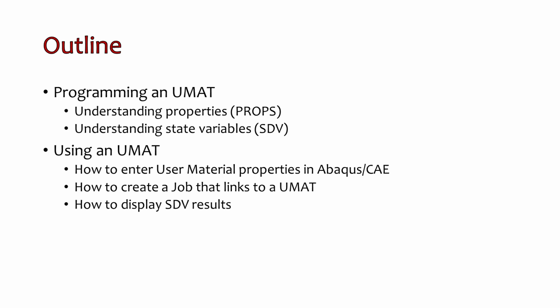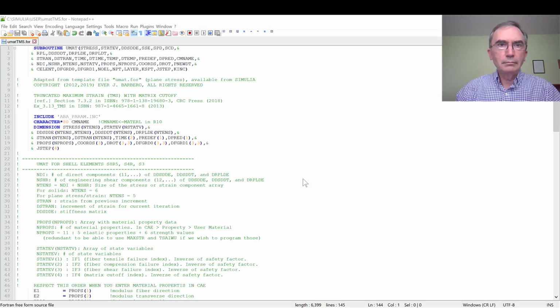One is how to enter user material properties in Abaqus CAE. Second is how to create a job that links to the UMAT. And third, how to display the results using SDV results. So with that, now we go to the first part, which is the code.